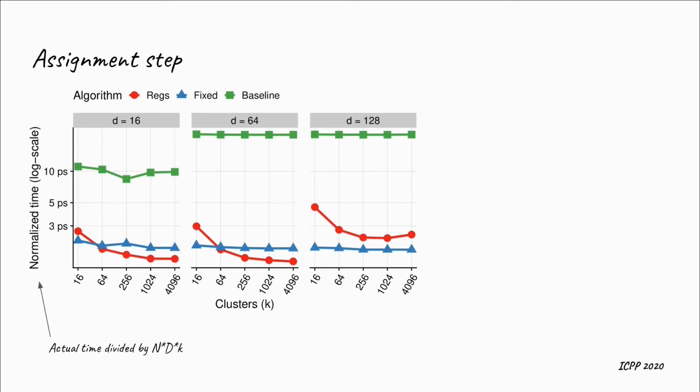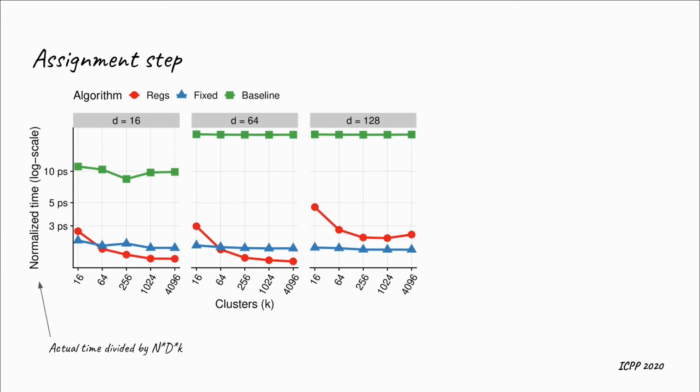Let's first have a look at the assignment step of k-means clustering. We have compared and benchmarked three main approaches to the caching of the data in the assignment step. We have compared baseline, which doesn't do any explicit caching, with fixed and registers caching strategy. Notably, the baseline approach scales nicely and provides pretty good performance, especially if the number of dimensions is low, but it is easily outperformed by the other caching strategies.